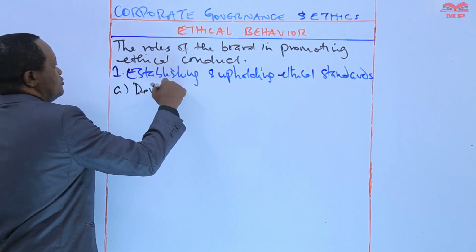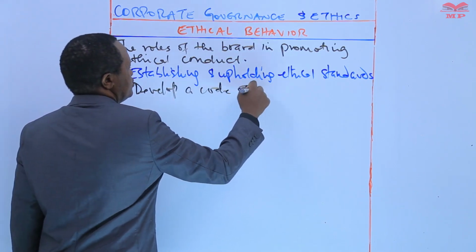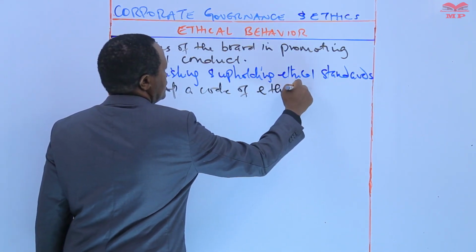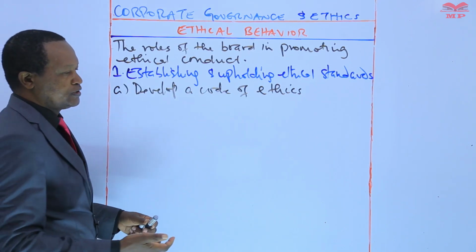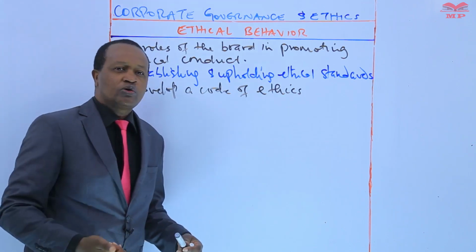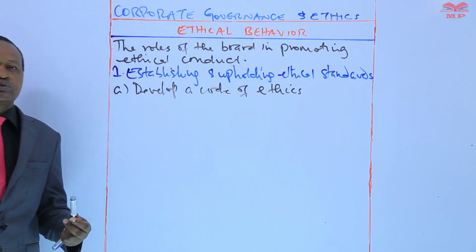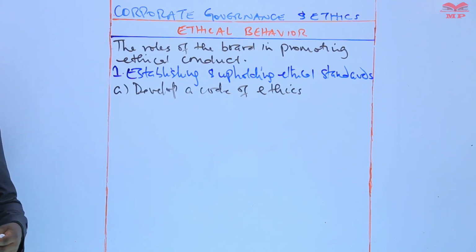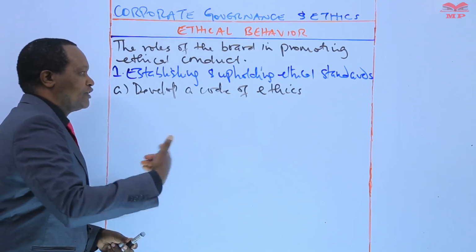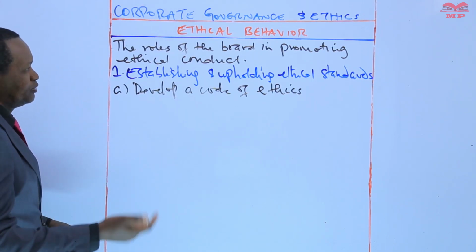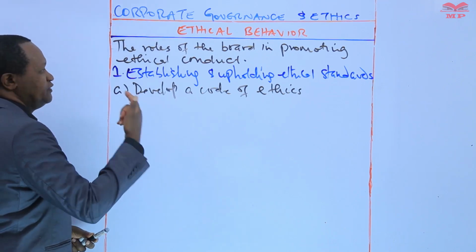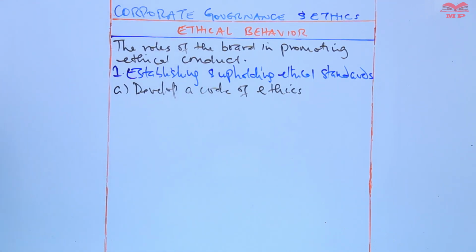Develop a code of ethics. First of all, it is the role of the board to develop a code of ethics. The board should establish a comprehensive code of ethics that outlines the company's values, principles, and expected behavior for all employees. And the code should be communicated clearly to all employees and reinforced regularly. So that's the first role that the board plays: establish and uphold ethical standards by, one, developing a code of ethics.